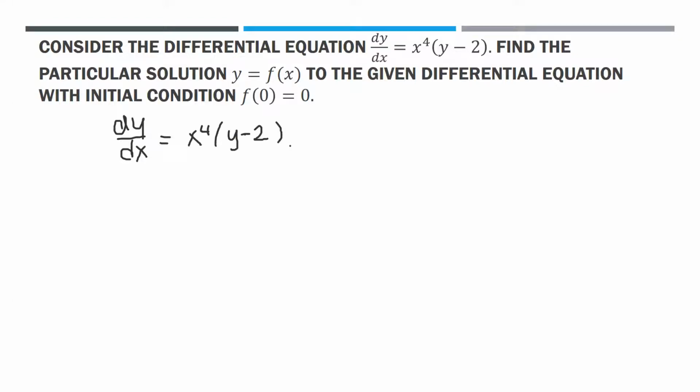And what we're going to do is move over the y minus 2. So I get 1 over y minus 2 dy/dx. And we're going to move over our dx. So we have 1 over y minus 2 dy equals x to the fourth dx. And we're going to integrate both sides. And anytime you integrate that 1 over y minus 2, that's going to give you an ln.